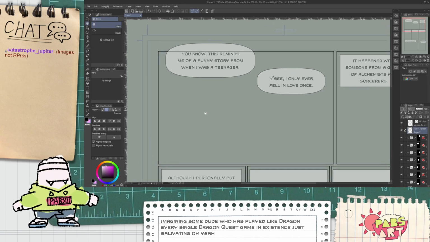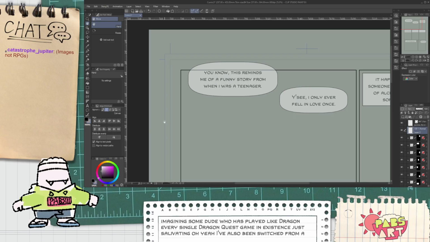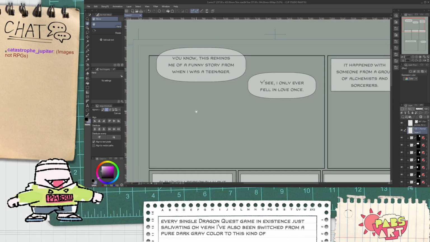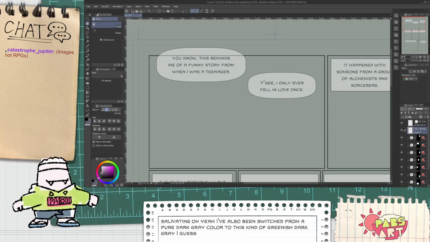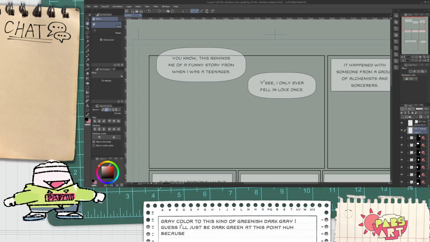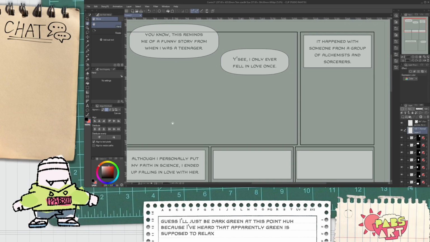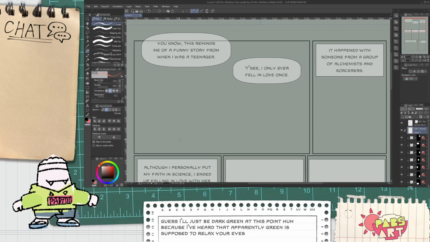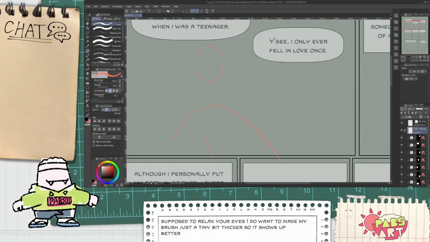Oh yeah, I've also switched from a pure dark gray color to this kind of greenish dark gray. Or I guess it'd just be dark green at this point, huh? Because I've heard that apparently green is supposed to relax your eyes. I do want to make my brush just a tiny bit thicker so it shows up better. Big old pants.